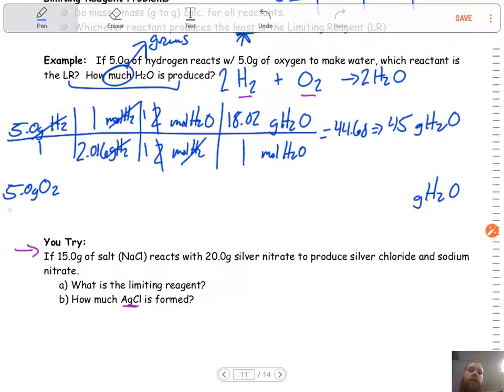Now I've got to go through and do the same thing with my other reactant, because again, I want to find out which one runs out first. So I've got to go gram to gram with both reactants from what I start with and see how much they produce. Whichever one produces the least amount of water in the end, that's the one that is my limiting reactant because it ran out first.